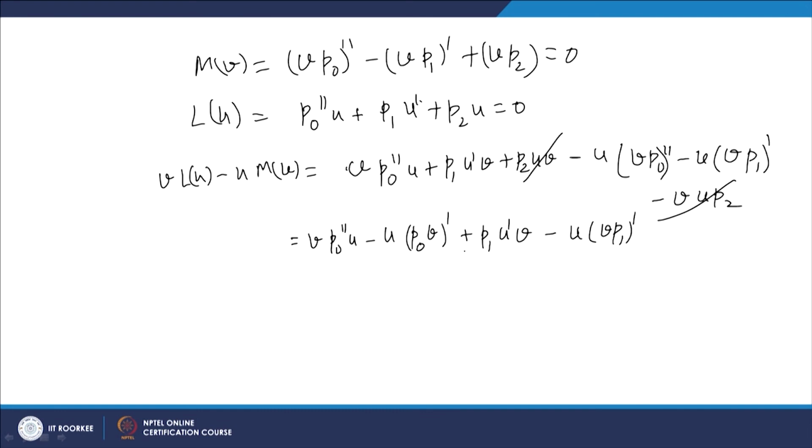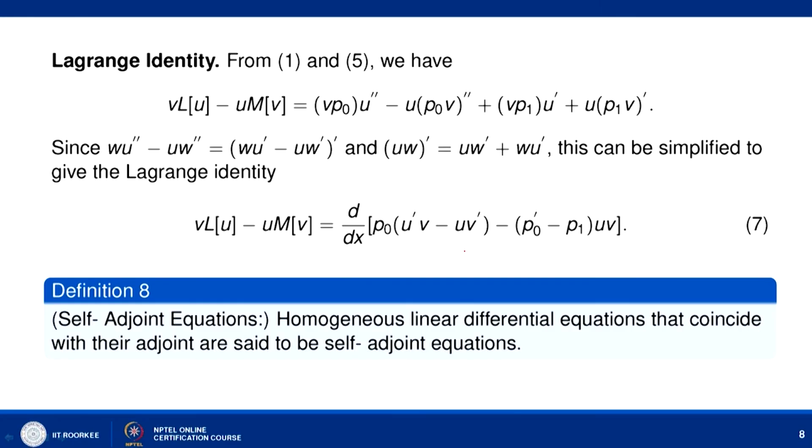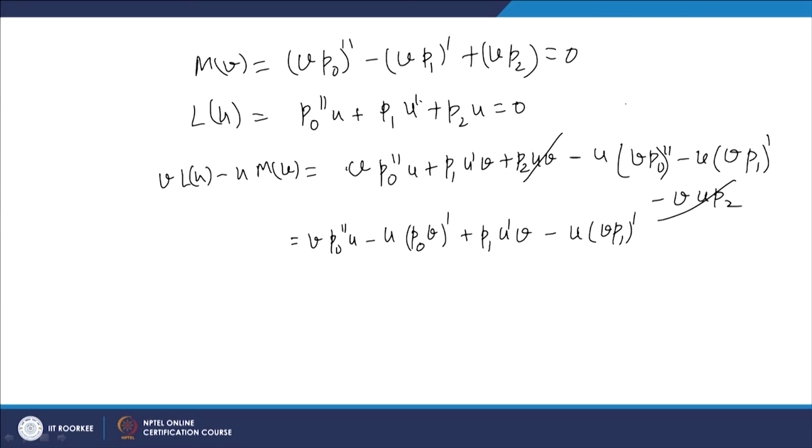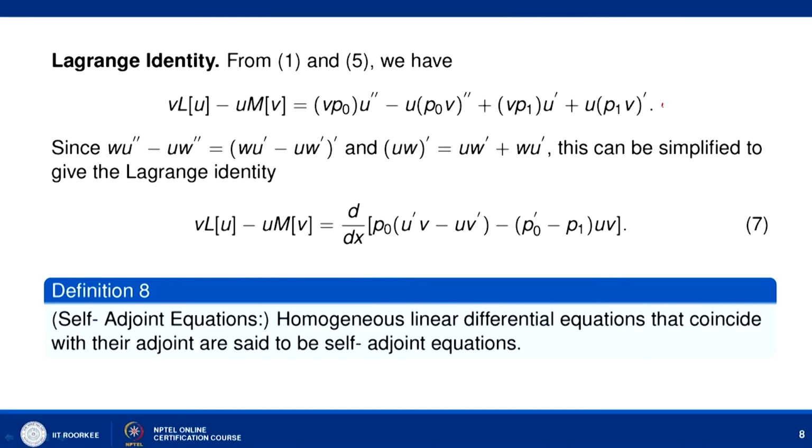So now we want to simplify this. That is what is written here: v P0 u double dash minus u P0 v double dash plus v P1 u dash plus u P1 v dash. I think there is some problem here, it is a double derivative. So when you simplify u Mv, I think there is a plus sign here, v P1 dash. Okay, so here we obtained this.